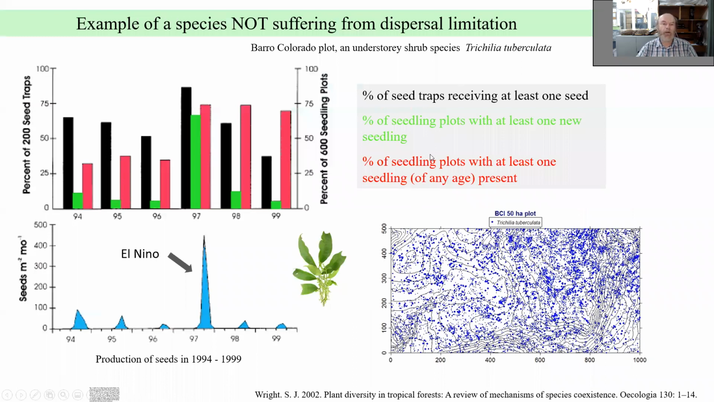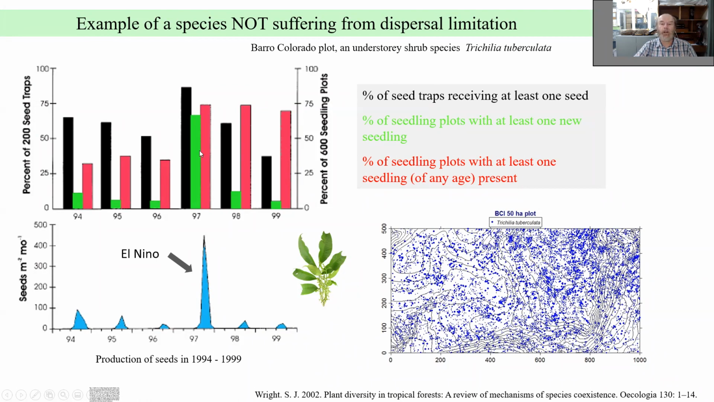This is an example of, again, the most common species in the plot, which is understory shrub Trichilia tuberculata. And this is the performance of Trichilia. This is the number of seeds per square meter. There is a seasonality, and you can see that there is some kind of production every year, and then, which happens to be at El Nino year, 1997, strong El Nino, the production shoots 4 or 5 times normal situation, then gets back again. Okay, and these are the consequences.